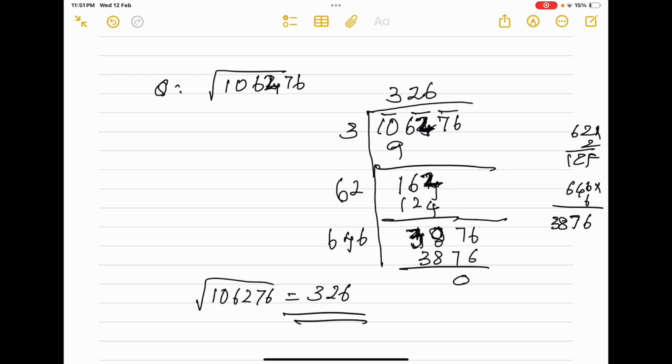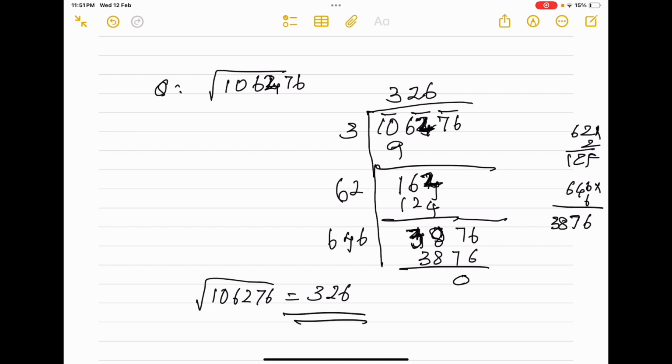Then 3 into 2, 6. You write the double of this quotient 3 on the left side. Here it is not the last group. 16 by 6, we get 2 times. 6 2s are 12. So you write 2 near to 6. Then multiply 62 into 2. That is 124, which is less than 162. So you should write 2 in the quotient and near to 6 also.